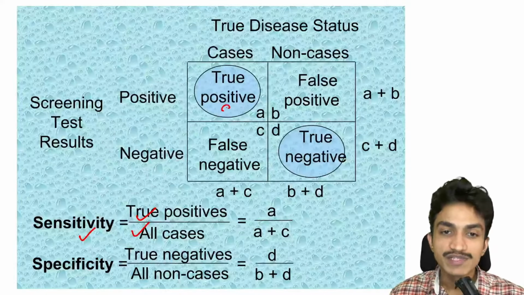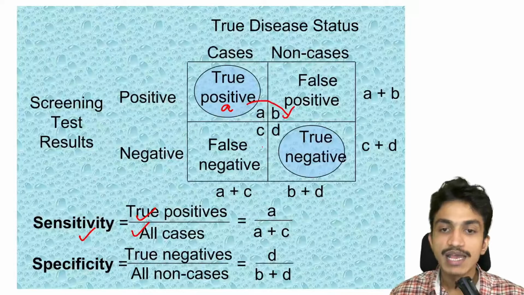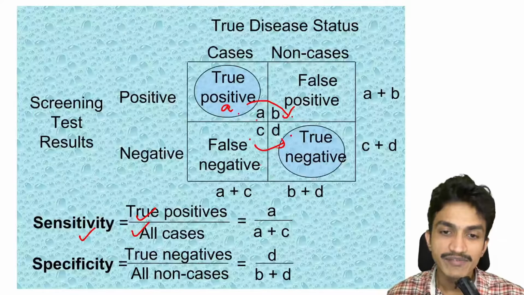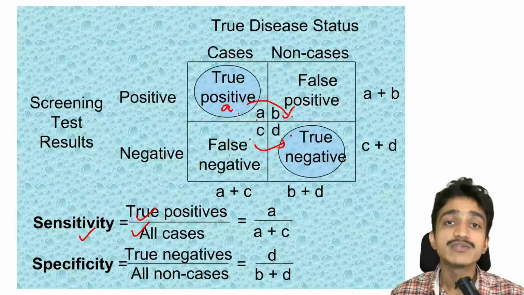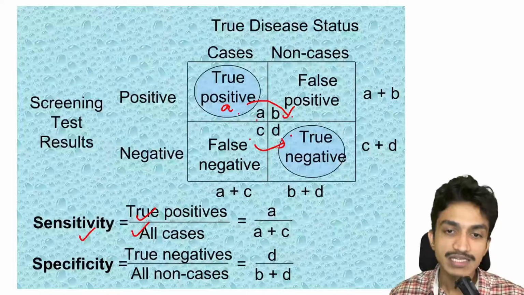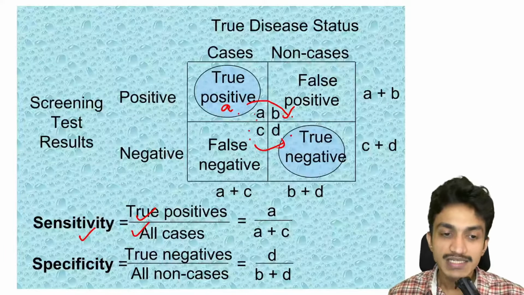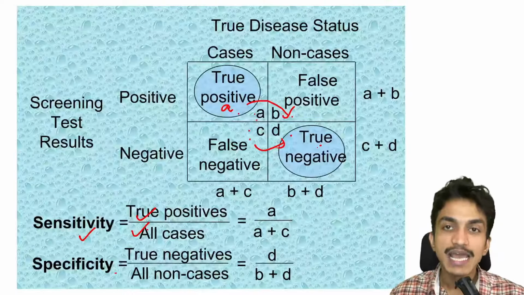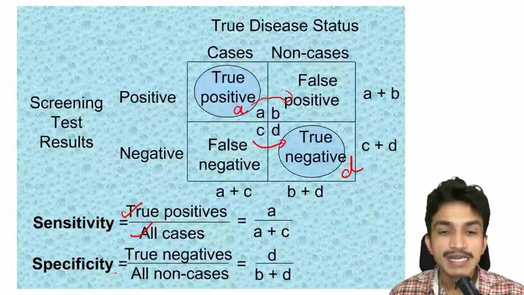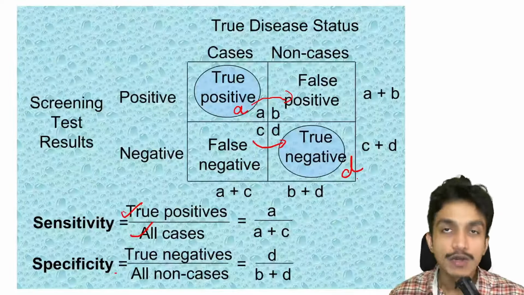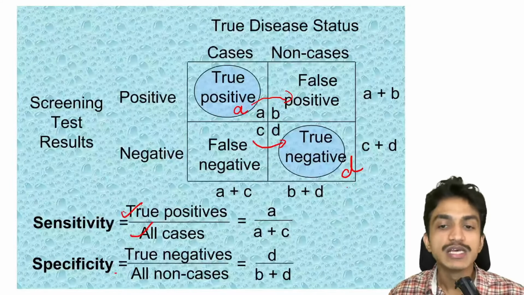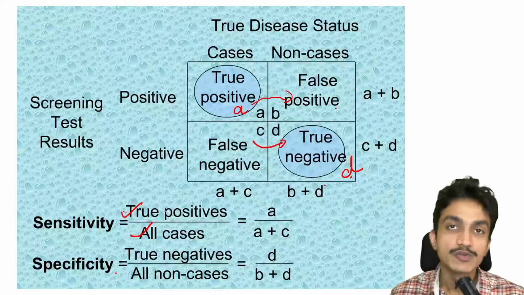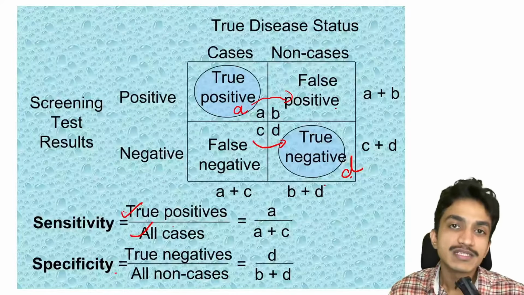So the true positive is defined as we go like this and like this. So A, B, C, D. So true positives, that is A, divided by all the number of cases wherein the disease is present. So that is A plus C. So that is sensitivity. Specificity is true negatives, that is D, divided by all the non-cases. Non-cases means there is no disease. So that is D divided by B plus D. So sensitivity is true positives out of all the cases in which it should be positive.